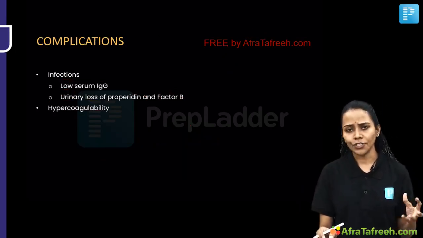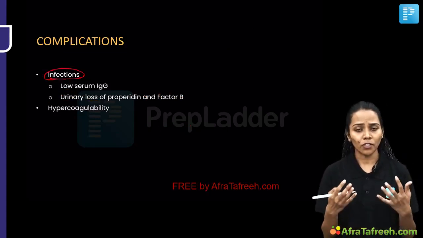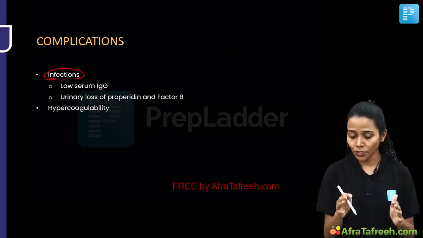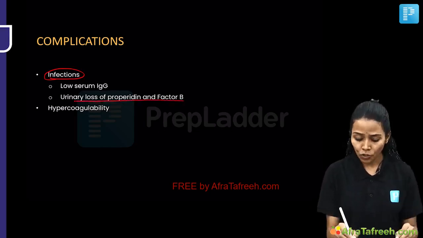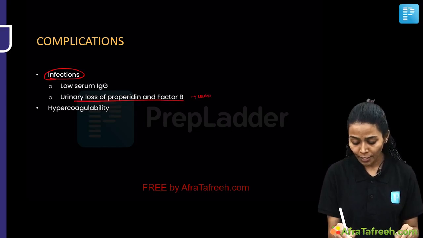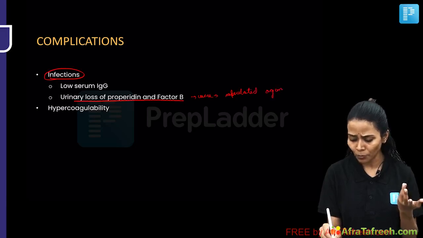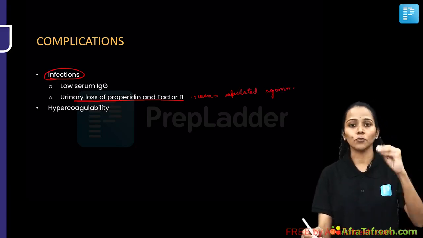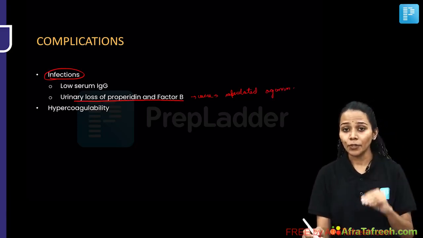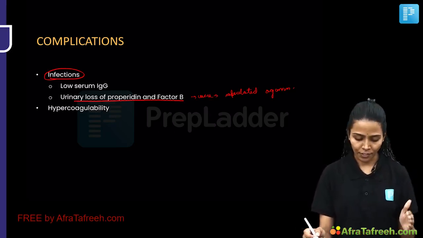Now coming to the complications, the most important complication is infection. Infection happens because there is low serum immunoglobulin G and there is loss of properdin and factor B in urine. This leads to infection with capsulated organism like Streptococcus pneumoniae. So when a child comes with minimal change disease, we should immunize these children so that they don't develop these infections. Okay.